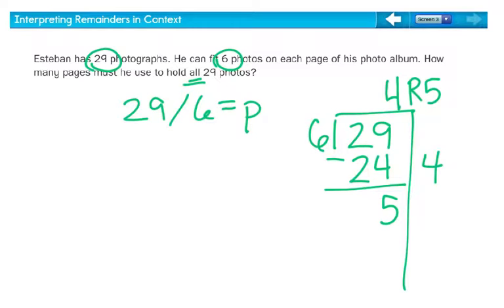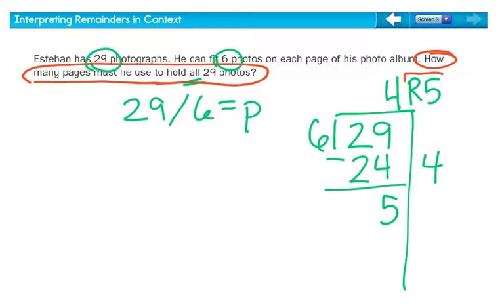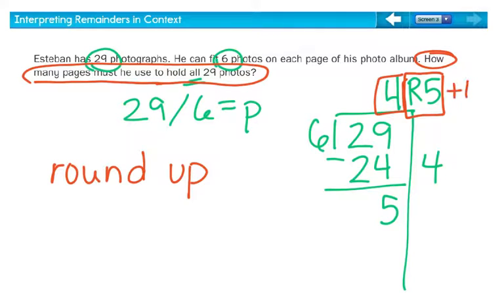But look at this for a minute. How many pages must he use to hold all 29 photos? Right now, remainder 5 means that there are 5 photos that aren't on a page. And maybe they're of Esteban's trip to Disney World. He doesn't want to lose those. So sometimes we round up. So instead of 4 pages, he's going to have to add 1 more, and he would need 5 pages.